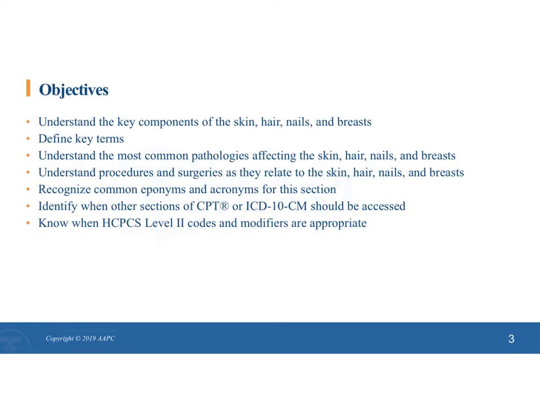In this chapter, you will understand the key components of the skin, hair, nails, and the breast. You will define key terms. You will understand the most common pathologies that affect the skin, hair, nails, and breast. You will understand procedures and surgeries as they relate to the skin, hair, nails, and breast. You will recognize common eponyms and acronyms for this section. You will identify when other sections of CPT or ICD-10-CM should be accessed, and you will know when HCPCS Level 2 codes and modifiers are appropriate.